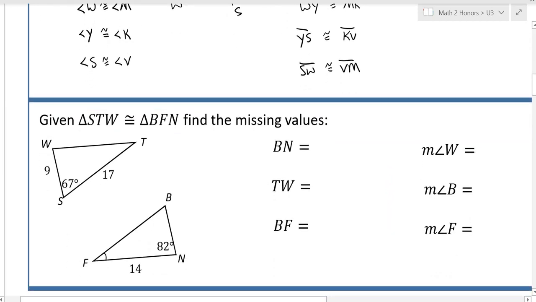Next problem. Given that triangle STW is congruent to BFN. So we know the 2 triangles are congruent. Find the missing values. Okay.